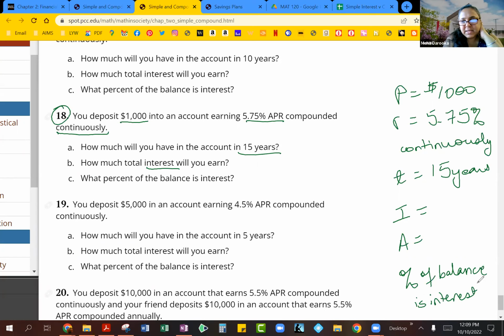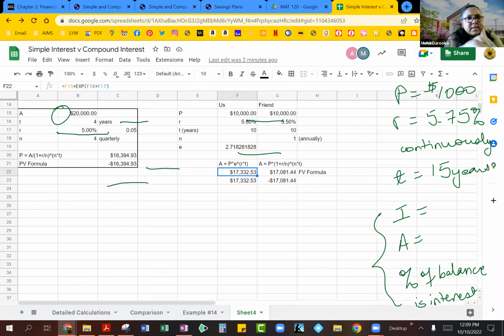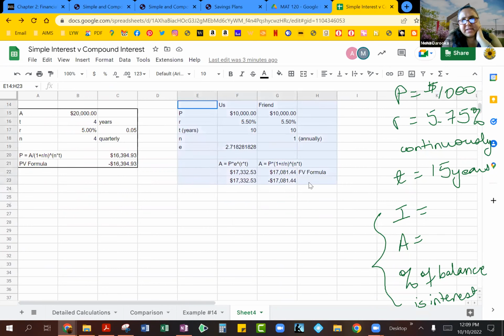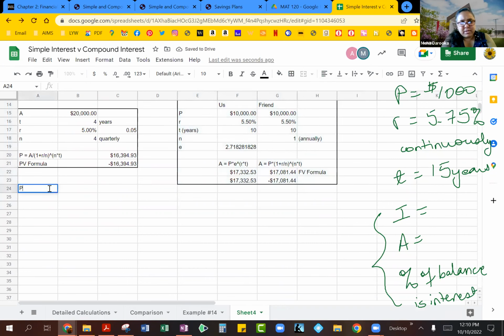So these are the three things they are asking us to find. Okay, so this is number 18. Let's translate this over to our spreadsheet over here. Again, I'm actually going to leave this as it is from our previous example, and we can just start over on a new set.